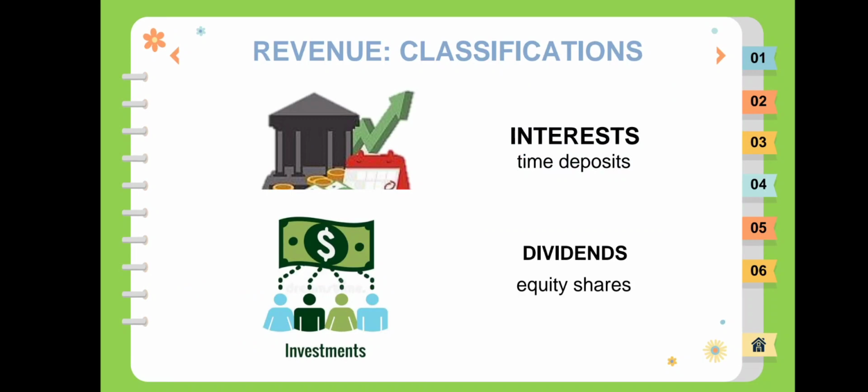Next, we have the interest. So, ito yung tawag sa revenue ng bank. Yan, for their time deposits. And we have the dividends or for the equity shares.